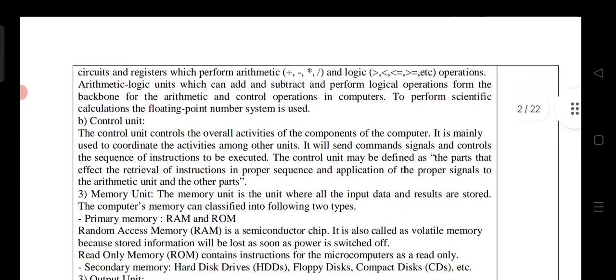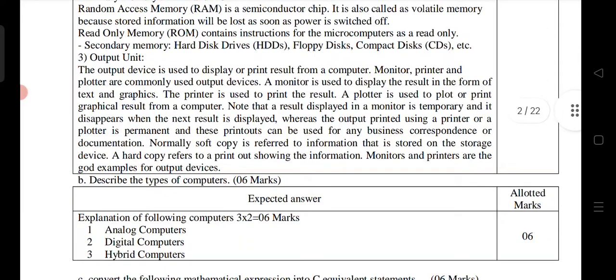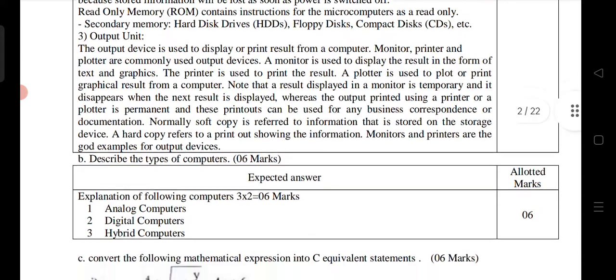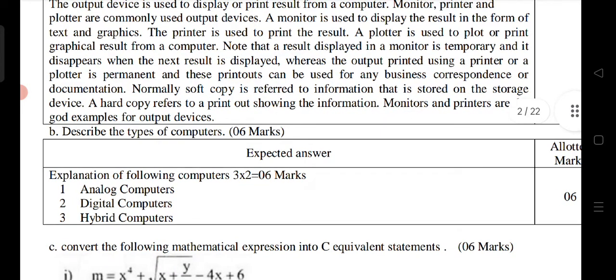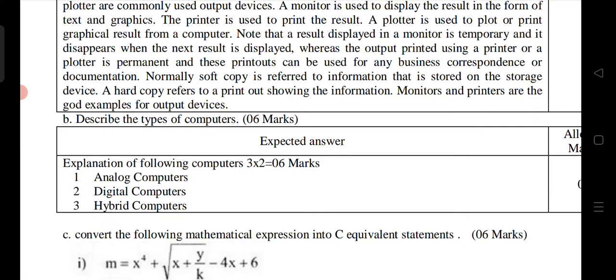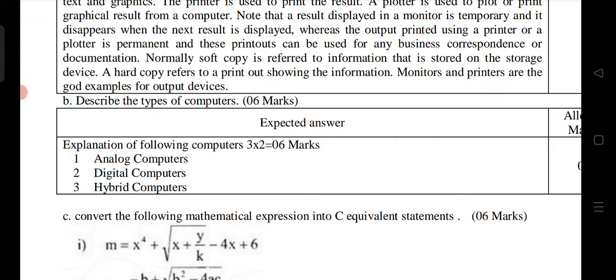So now let us look at the second question in module 1. Here: describe the types of computers. The following are the types of computers classified depending upon their capability. These are analog computer, digital computer, and hybrid computer. Each type of computer explanation will carry 2 marks. Therefore, 6 marks are allotted for this question.